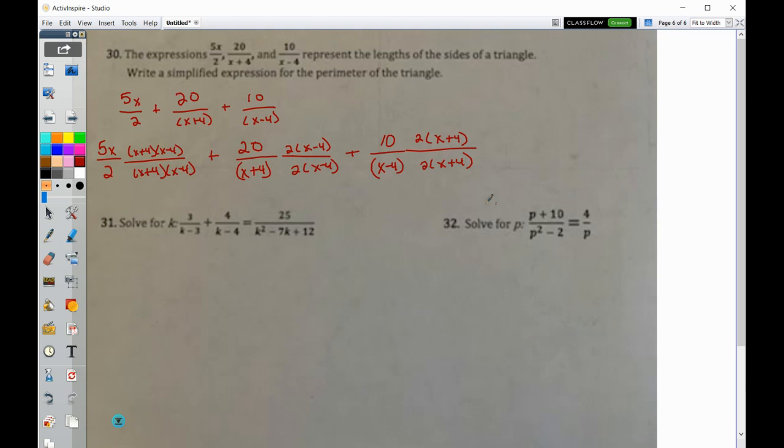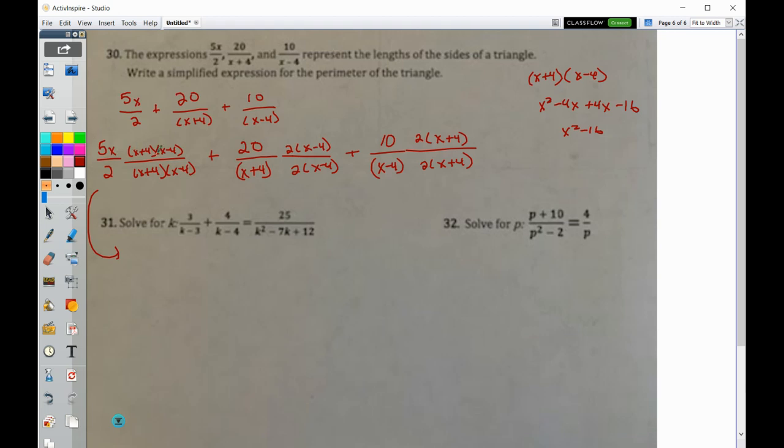Okay, so now just ignore these for right now. I'm going to skip down here. So this first one here, first of all, let's figure this out: x plus 4 times x minus 4. That's going to be x squared minus 4x plus 4x minus 16. So it'll be x squared minus 16. That's what the x plus 4 times x minus 4 is.